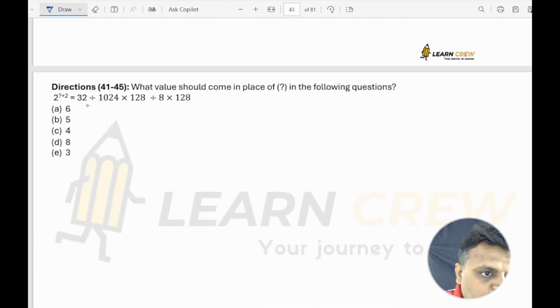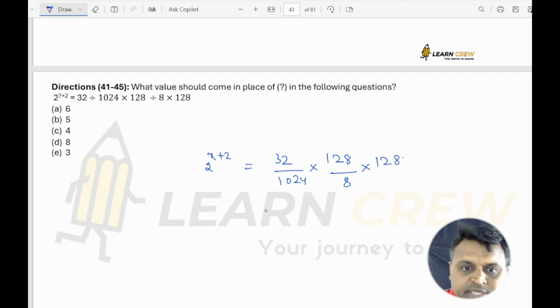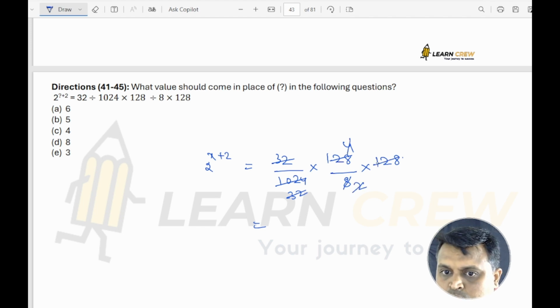2 power how much plus 2? So if you see here, what is the answer you are going to get? 2 power x plus 2 is equal to 32 divided by 1024 into 128 by 8 into 128. This is the thing. It is 2 power 5, 32 times 2 is 64, and 64 means 2 power 6. x plus 2 is 6. So x is 4. Next.